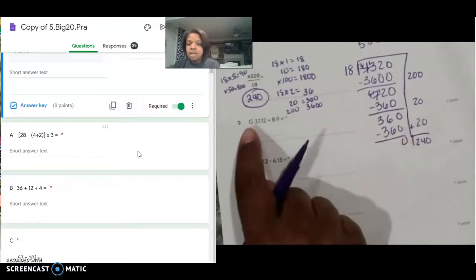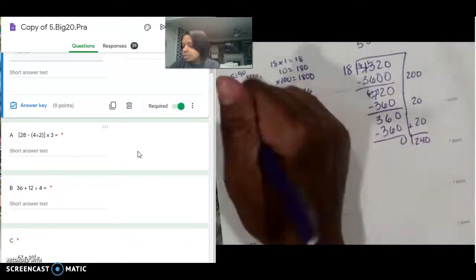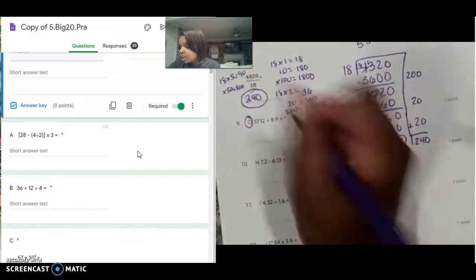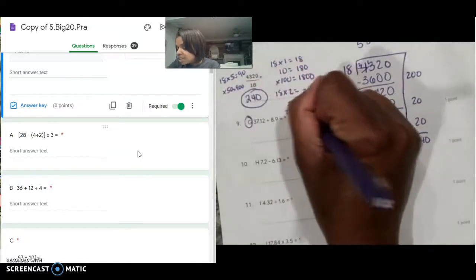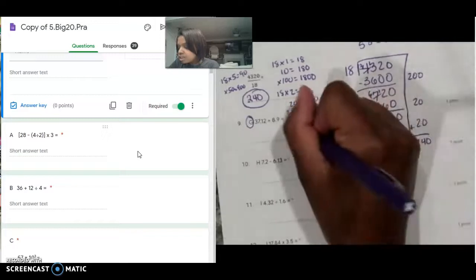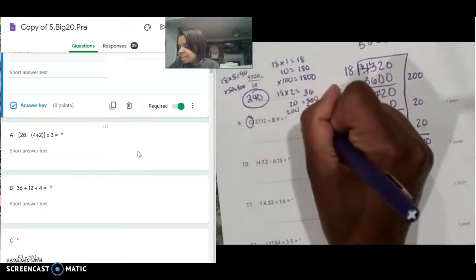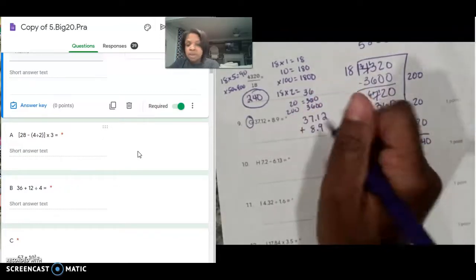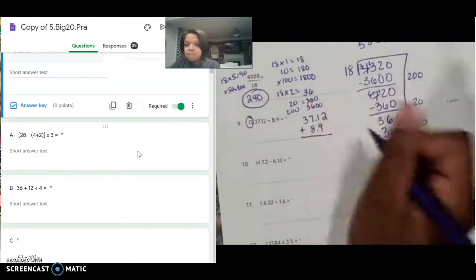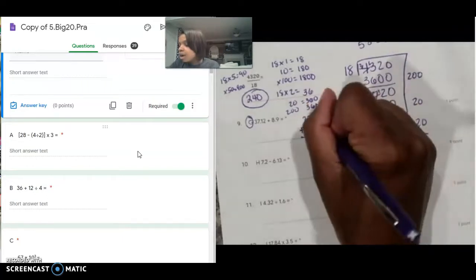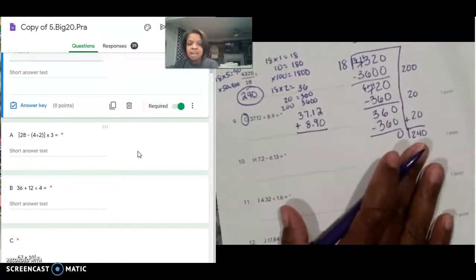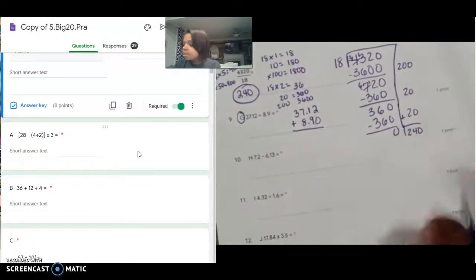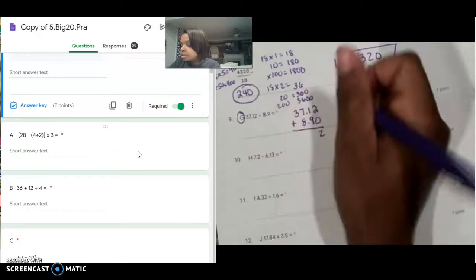All right, not number 9, but letter G. This is decimals. So I have 37 and 12 hundredths plus 8 and 9 tenths. Now, if you notice, when I lined up my decimals, I have a space here. So I always annex a 0, whether I'm adding or subtracting. Doesn't matter. All right, so 2 plus 0 is 2.